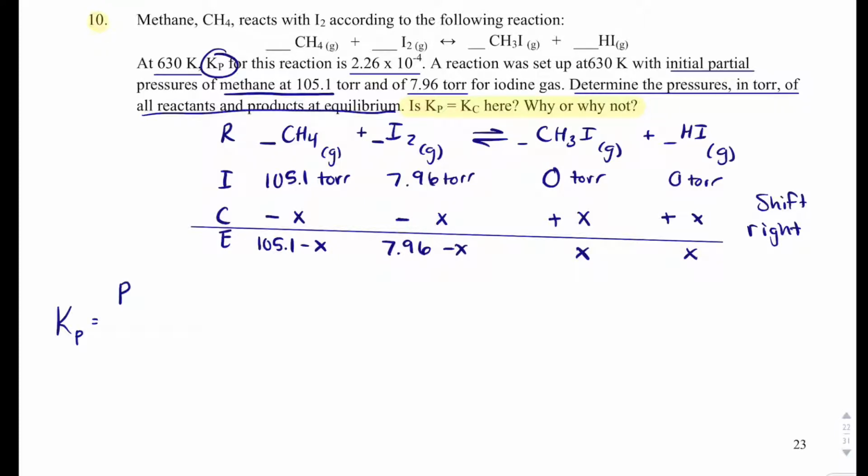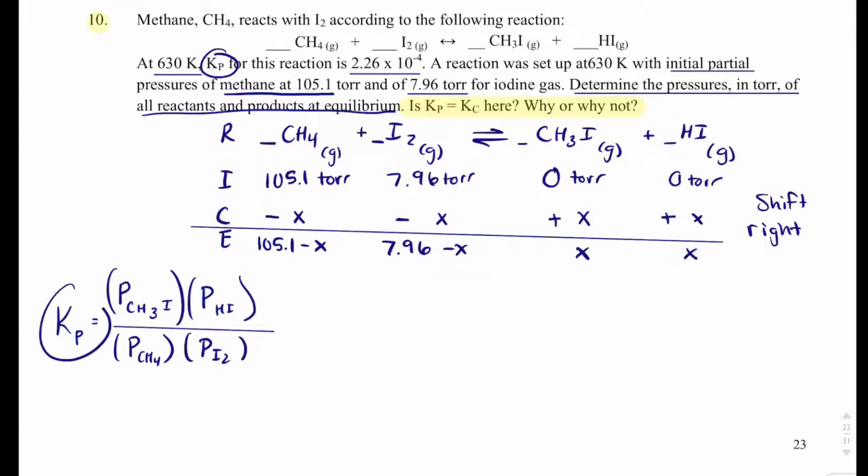Kp is going to be a little bit different because it's going to be the pressure of CH3I to the first power times the pressure of HI, divided by the pressure of CH4 times the pressure of I2. And even though Kp and Kc are equal to each other right now, I need to write it with partial pressure, because I'm actually going to be plugging in some pressures and solving for some pressures, because it says determine pressure. So I just want to be very consistent.